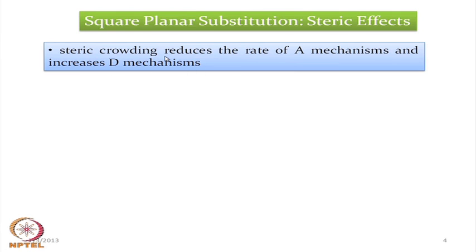So, if we have steric crowding on the metal center, the rate of the associative mechanism will be reduced and it increases for the dissociative mechanism. If there is crowding, the rate for the associative mechanism will definitely reduce, because the metal center is already sterically crowded. So, it is very difficult to put the incoming group, the incoming ligand Y, on the metal center if it is in the square planar geometry. So, steric crowding will only favor the dissociative pathway.